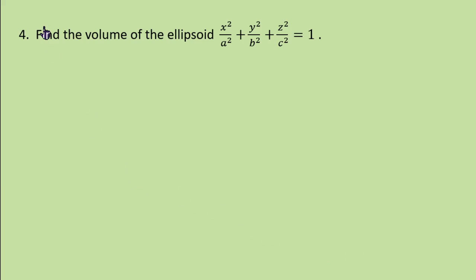One more example. Find the volume of the ellipsoid x square by a square plus y square by b square plus z square by c square equal to 1.